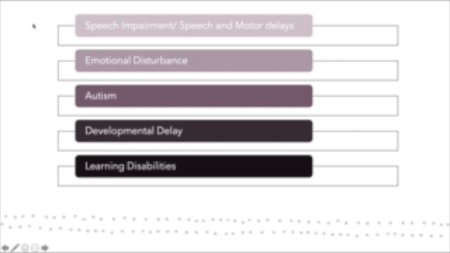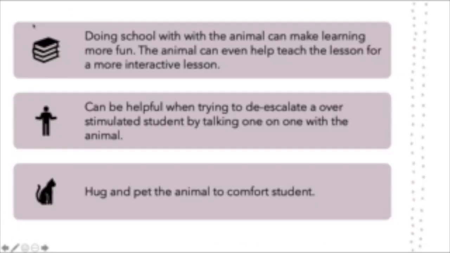A student who may have an emotional disturbance. Sometimes it's easier for kids and children to talk to a stuffed animal that they can hug, they can pet, instead of talking directly to an adult. Student with autism, student with developmental delay, and then students with a learning disability could also benefit from this toy.